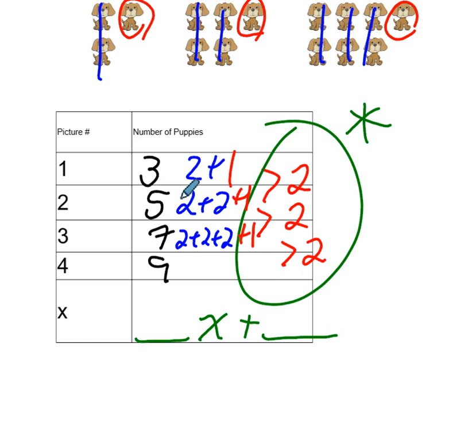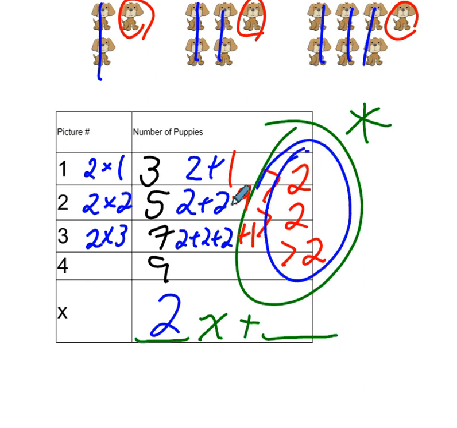So remember, another way of writing 2 plus 2 is 2 times 2. This one would be 2 times 1. This one would be 2 times 3. So what we should notice is that we're always multiplying whatever our picture number is by what we're going up by.